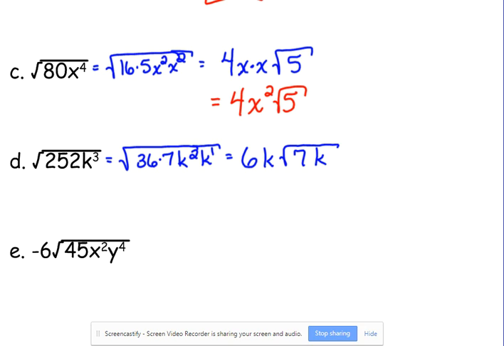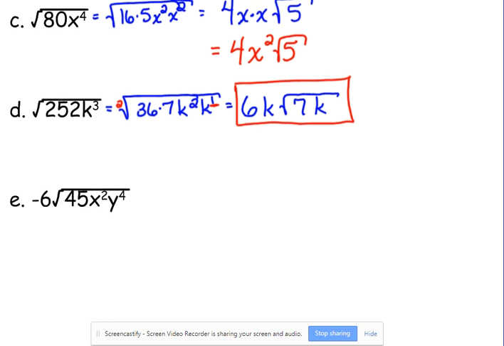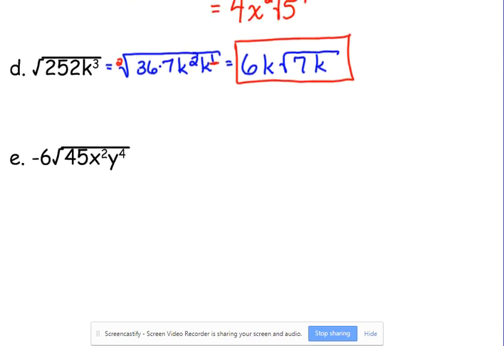When the exponent is less than the root, this is the square root, when the exponent is less than the root, you got to leave it under there. Okay? You could also look at it as 2 will go into 3 once with 1 left over. So 1 comes out and 1 stays under. Okay, however you want to look at it there, as long as you can get to the conclusion, 6k times the square root of 7k, I really don't care.